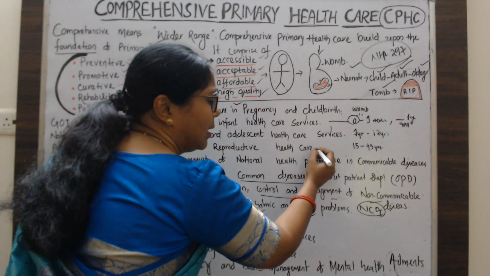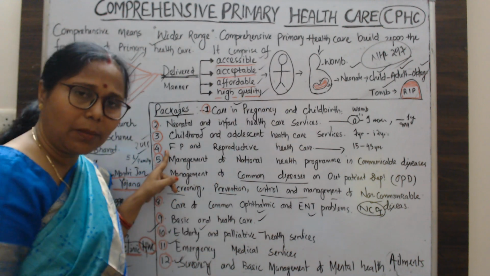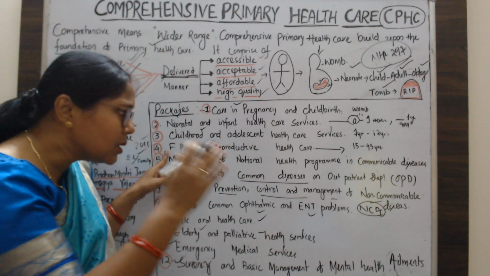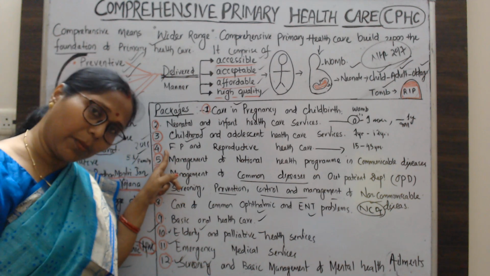Now the baby, in the age of 15 to 45 years, that is the reproductive age group, and during that time we are providing health services, and family planning services are also provided.